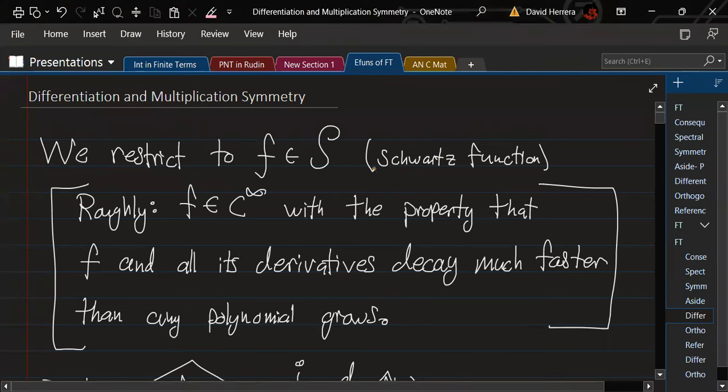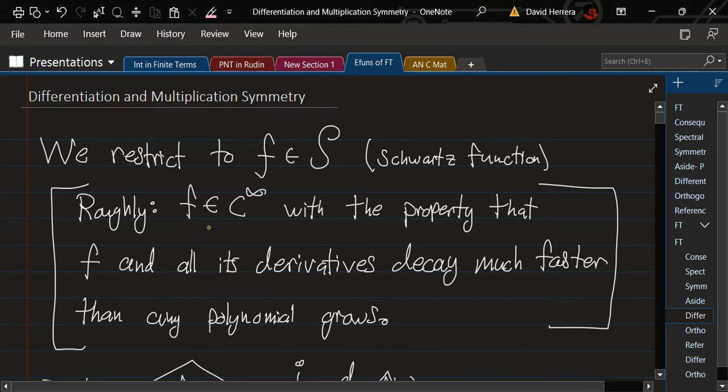Okay, so this video is going to continue the discussion of eigenfunctions of the Fourier transform using differentiation and multiplication symmetry. So let's start with functions that are Schwartz functions. And what do I mean by that? So this is going to be a Schwartz space.